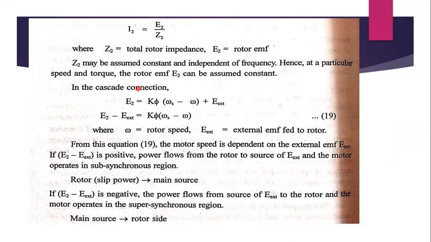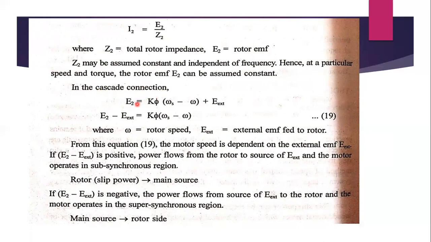So in this cascade connection, the main concept of the slip power recovery system is: how to collect this slip power by using an additional motor? By using an additional motor, this slip power can be recovered to the supply source. The slip power can be used to supply an additional motor, which is mechanically coupled to the main motor. That's why it is called a cascade connection.